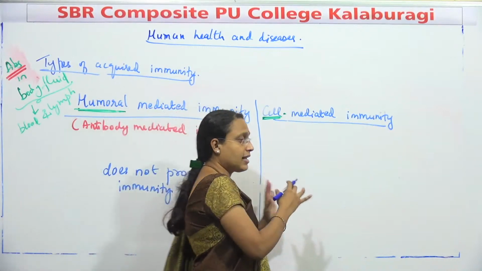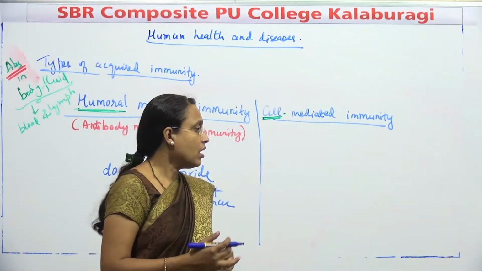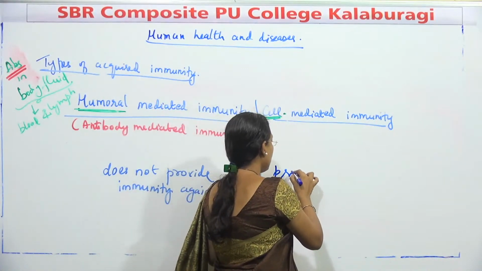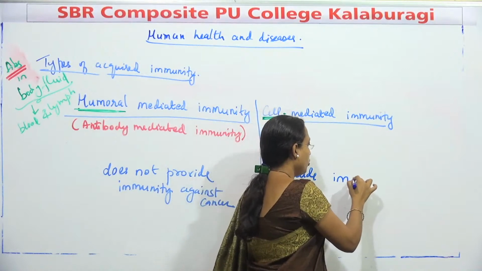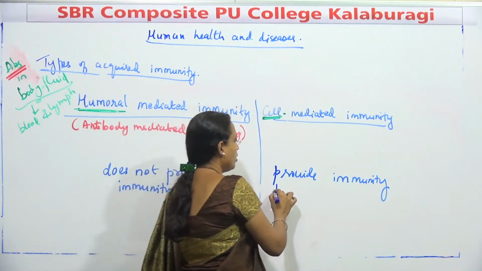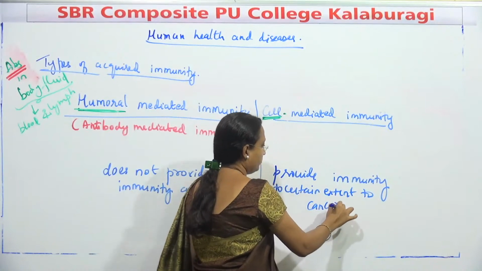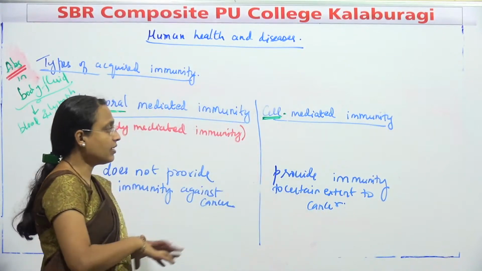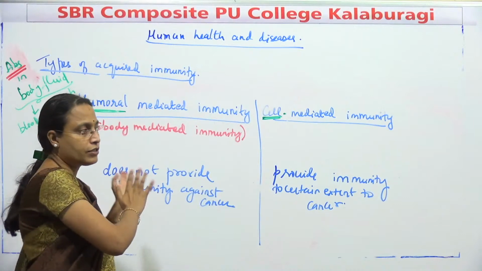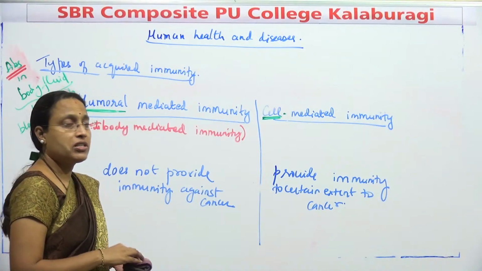Even though cancer is not curable, the immune system is not keeping quiet. It has to respond to cancer formation, to cancer tumor formation. So here it will provide immunity or response to a certain extent only. To a certain extent it can still fight against the tumors, but this branch of immunity is not good at giving us immunity.